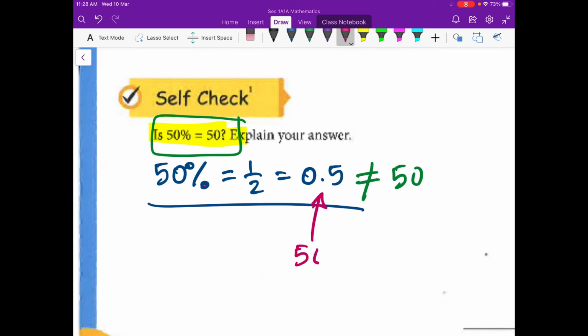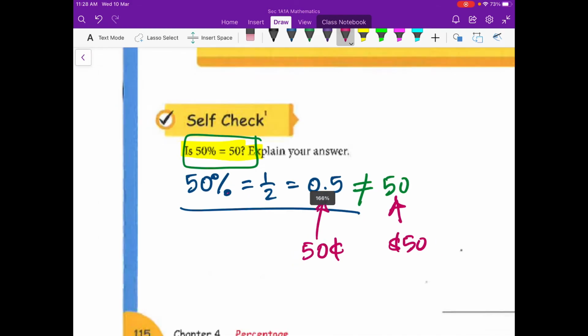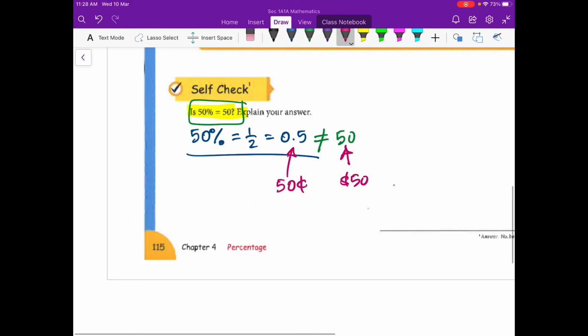50 cents. This is like our $50. They are not the same. Have I emphasized it many times already? Can I repeat so many times that I'm nagging at you? So don't make the mistake.